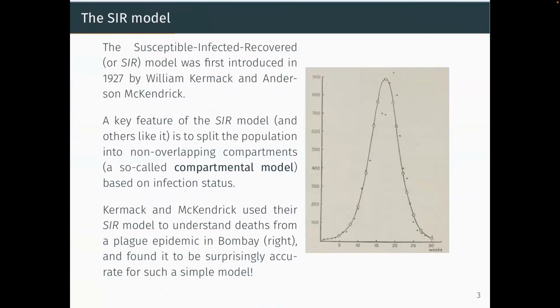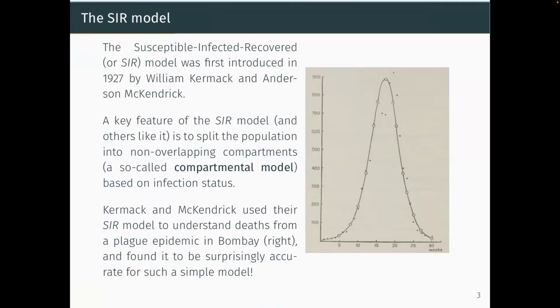So where did this come from? A little bit of history. A couple of Scottish scientists, Kermack and McKendrick, first proposed this model in 1927, so early 20th century. And back then, they didn't have computers to model infectious diseases. They were interested at that time in looking at plague deaths in Bombay.